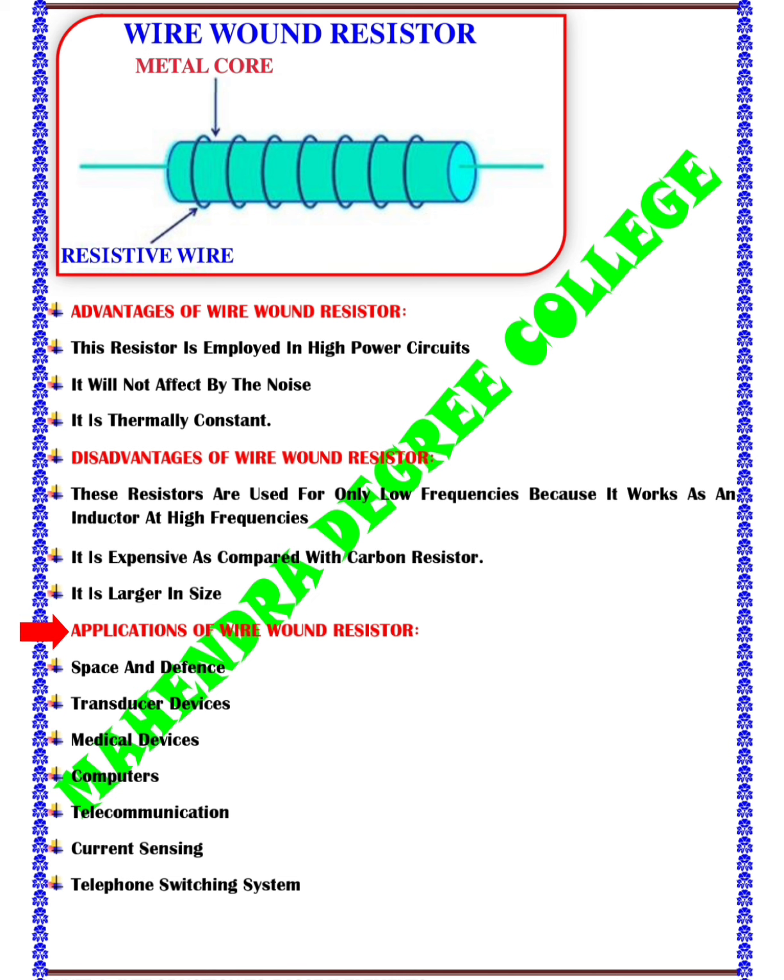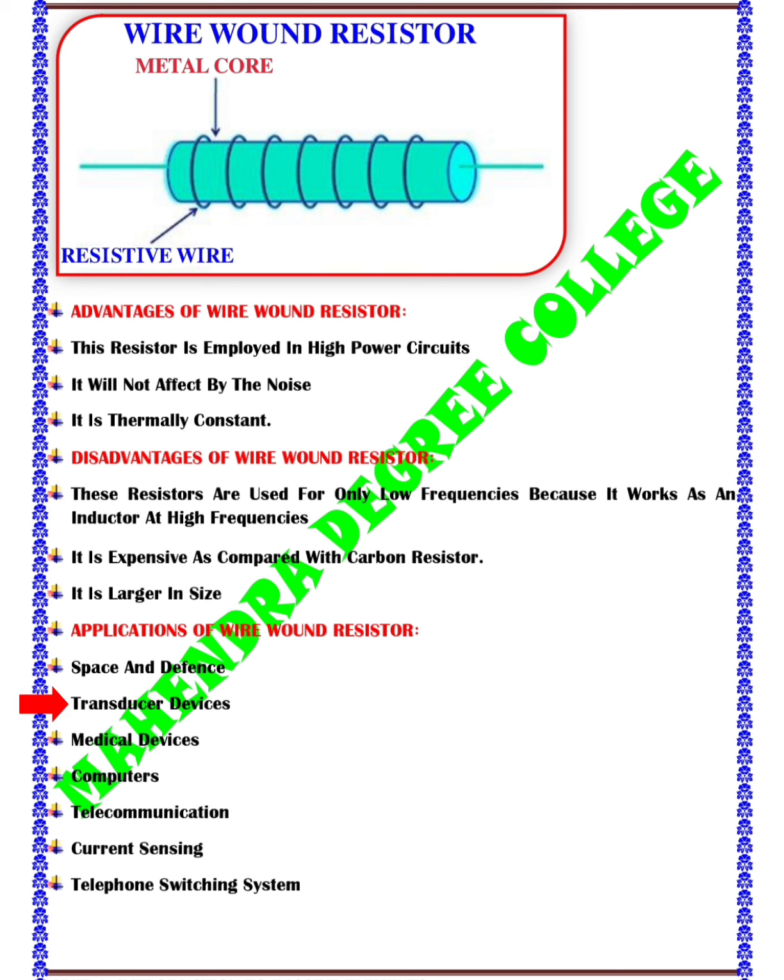Next, applications of wire wound resistor. First one, space and defense. It means wire wound resistors are used in spacecraft power systems, onboard electronics, and instrumentation. They are found in military vehicles, radar systems, and communication equipment, where reliability and precision are paramount. Simply, used in military and aerospace electronics for high precision and stability in extreme conditions.